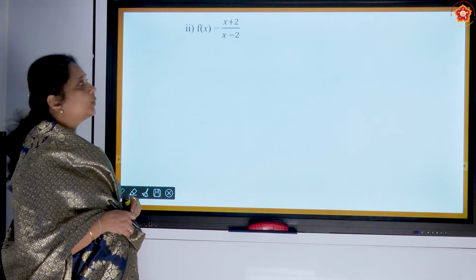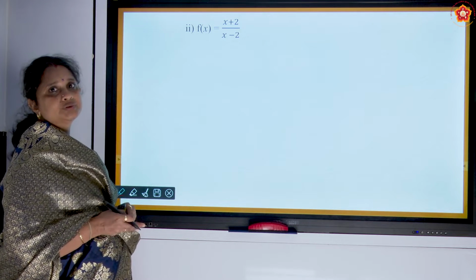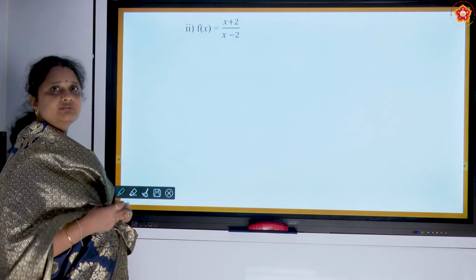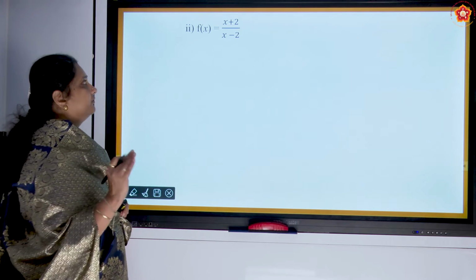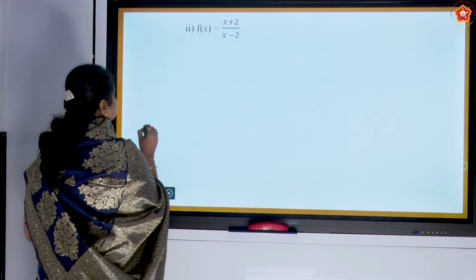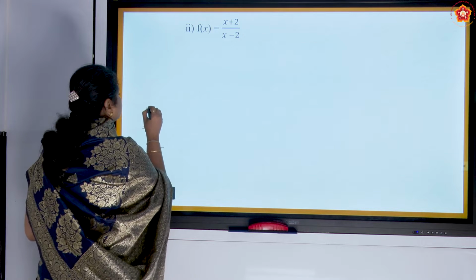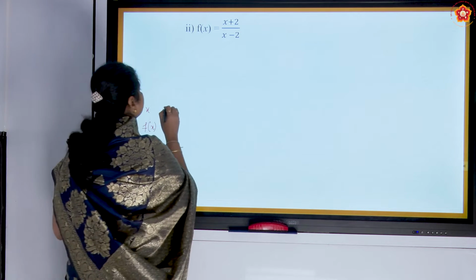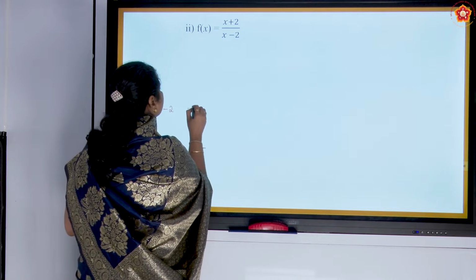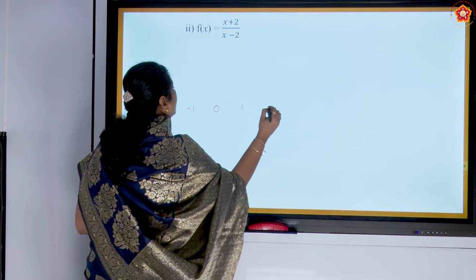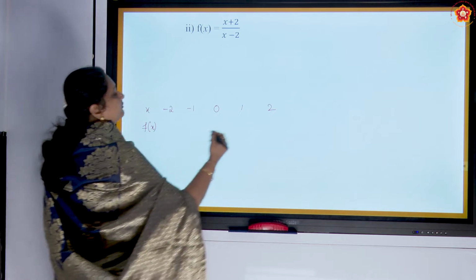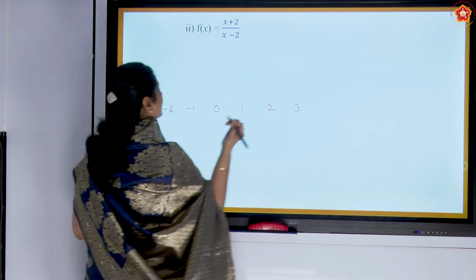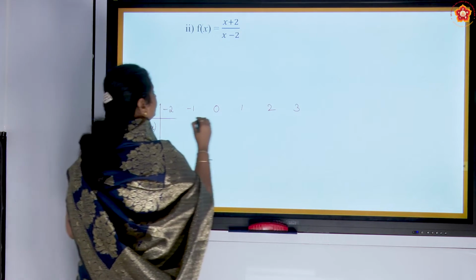Now f of x is equal to x plus 2 by x minus 2. This is a rational function. So let's see whether it's going to be continuous or not. Let's take values of x and find our f of x values. We'll take minus 2, minus 1, 0, 1 and 2. And we'll also take 3. Let's see what we are getting.